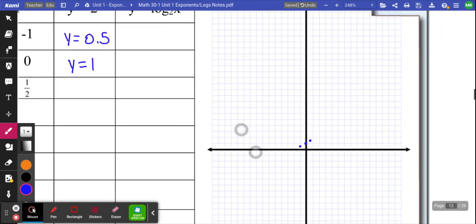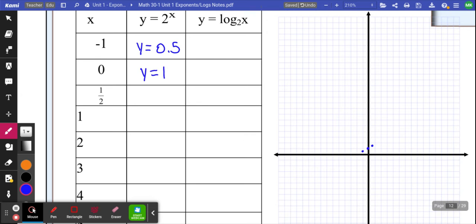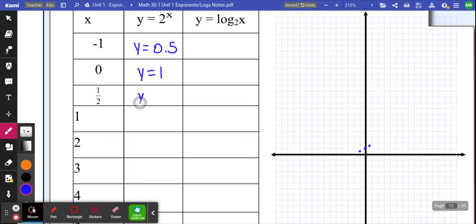My next y values that I'm going to plot would be y equals 2. Then it'd be y equals 4. And we start to get that exponential curve. Then it'd be y equals 8.